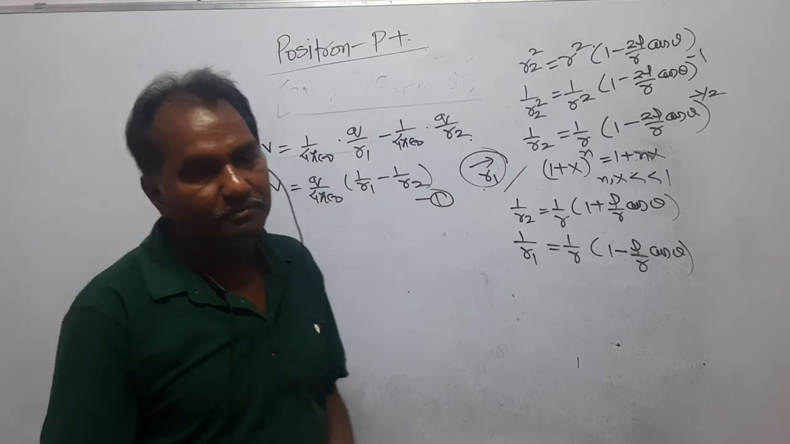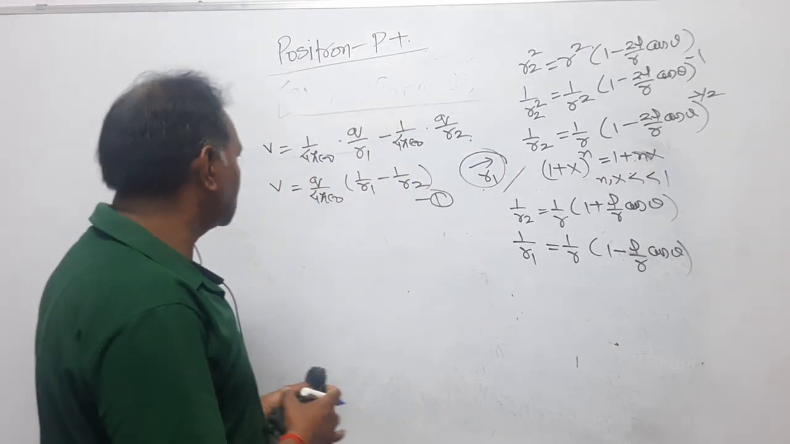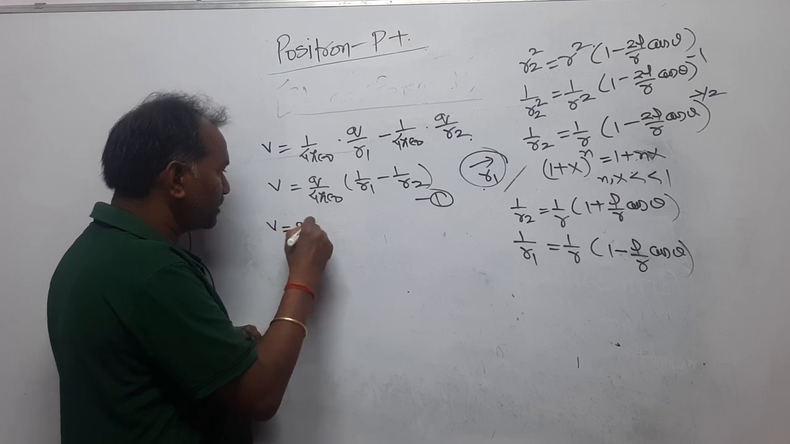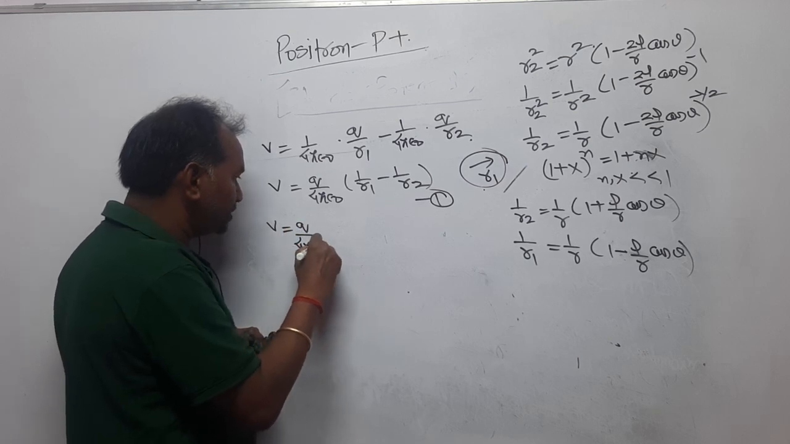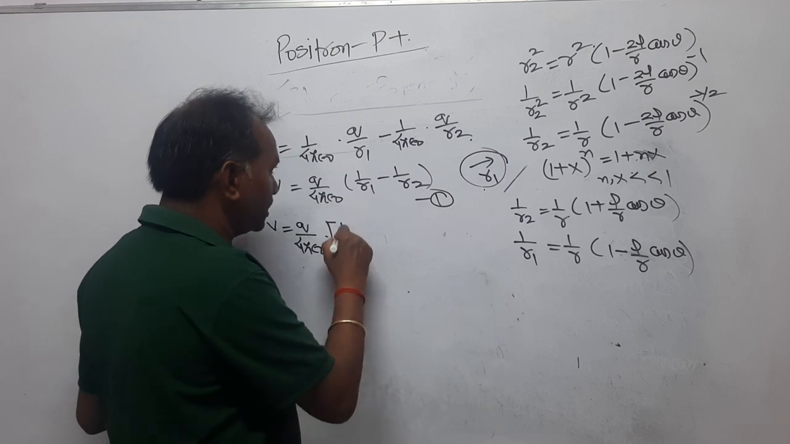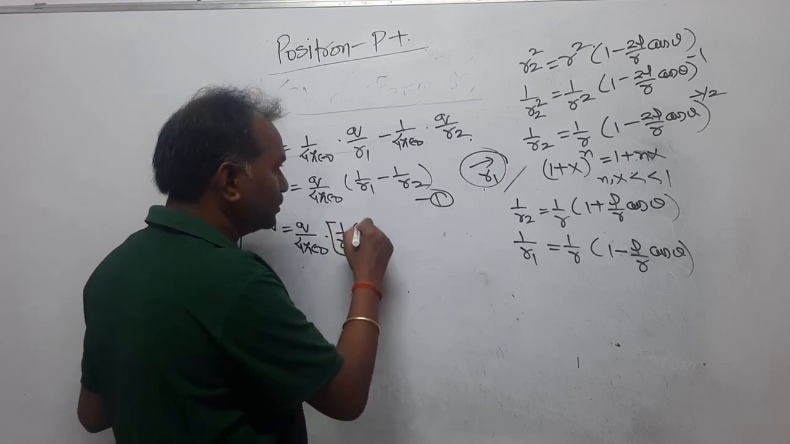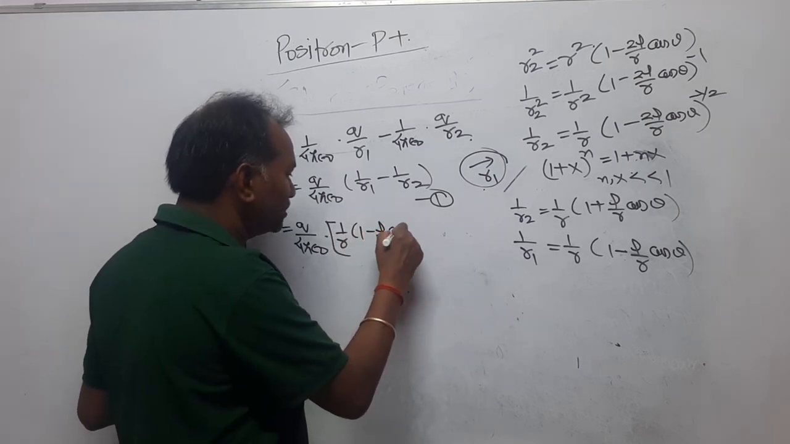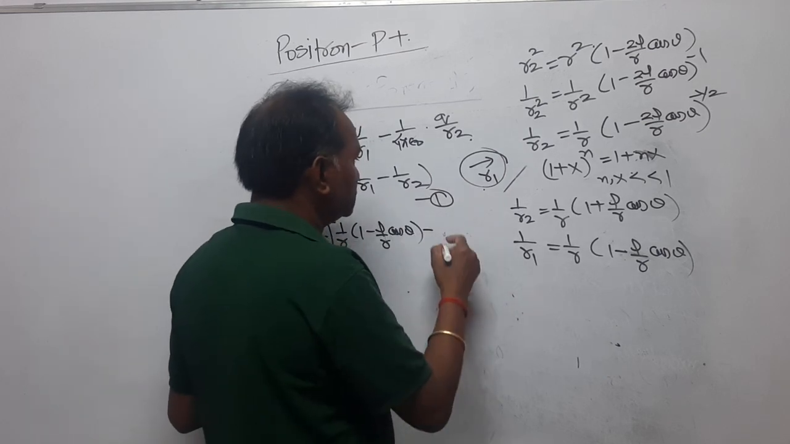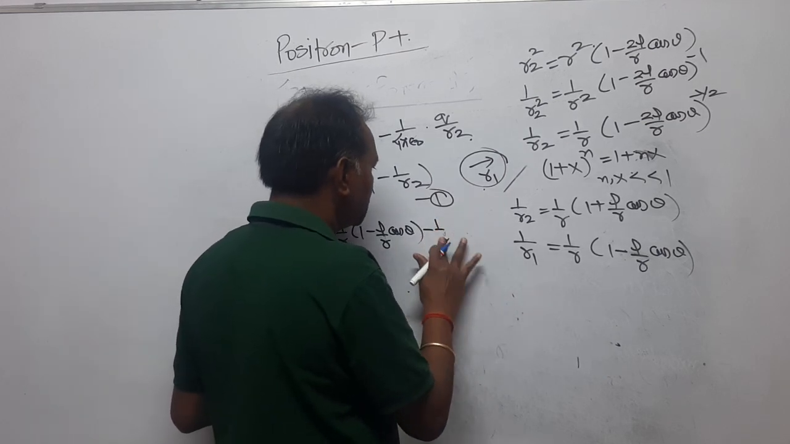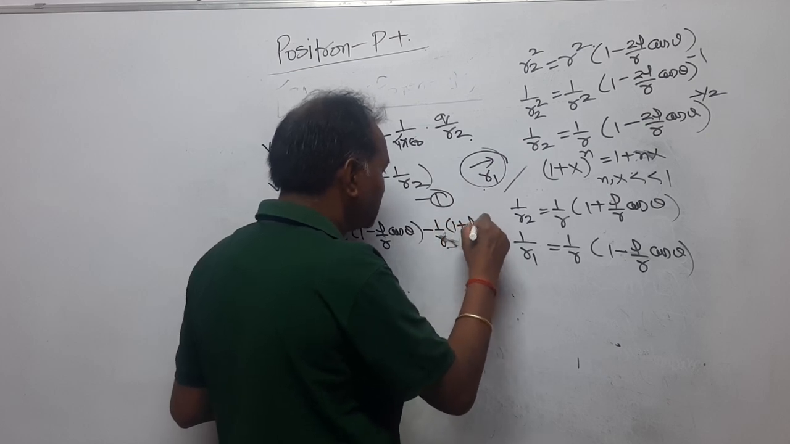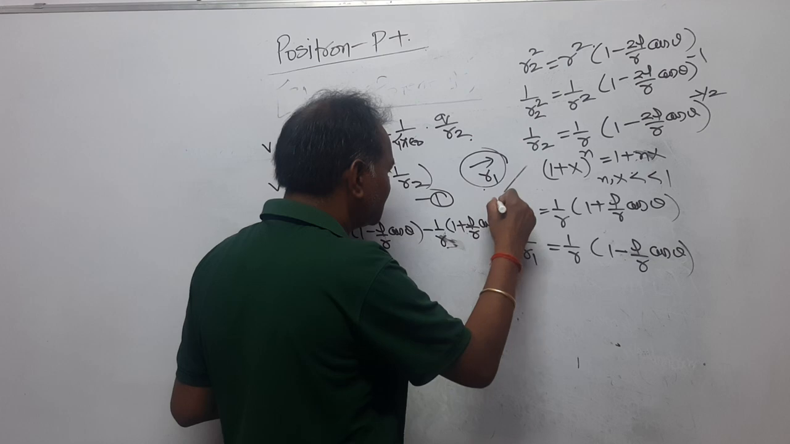I'm very sure you people are following. There's nothing very special in this. V is equal to Q upon 4 pi epsilon naught. Now, 1 upon R1 is equal to 1 by R, that is 1 minus L upon R cos theta, minus 1 by R2 is 1 by R, 1 plus L upon R cos theta.